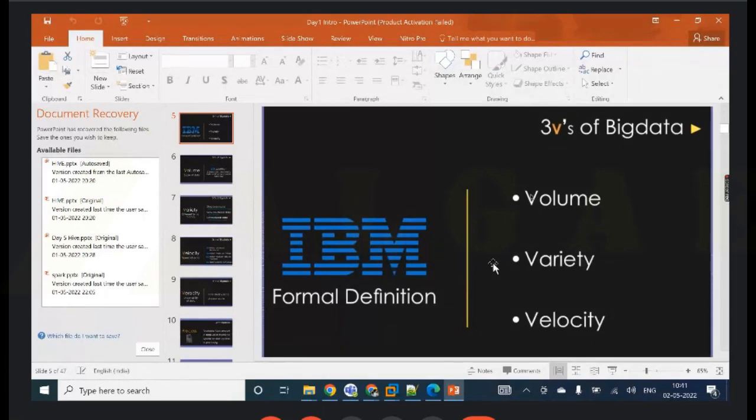Noted it, sir. Right, the definition also, one pointer missed: what do you mean by volume, variety, what is velocity. So we basically call these the three V's of big data.